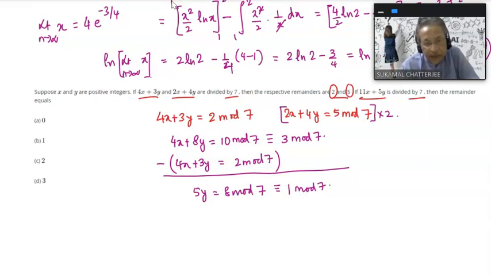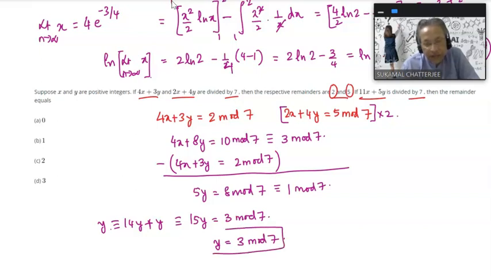So 5y is 1 mod 7. So I can write 15y as 3 mod 7. Now 15y is equivalent to y because this is 14y plus y. Now 14y is divisible by 7. So this becomes equivalent to y. So y becomes equal to 3 mod 7. Now I have got the value of y.